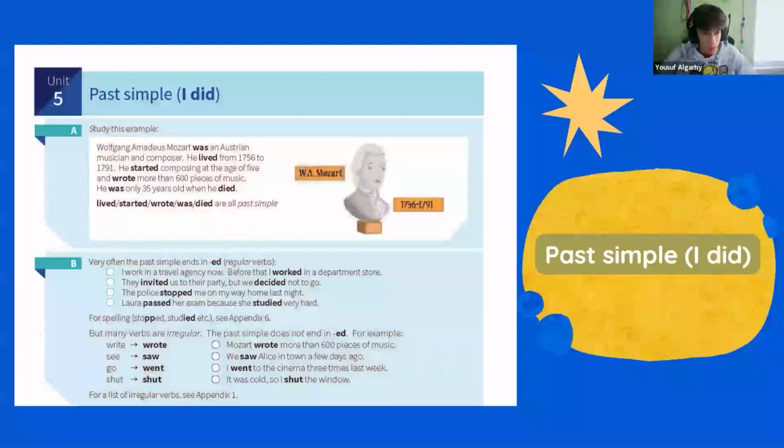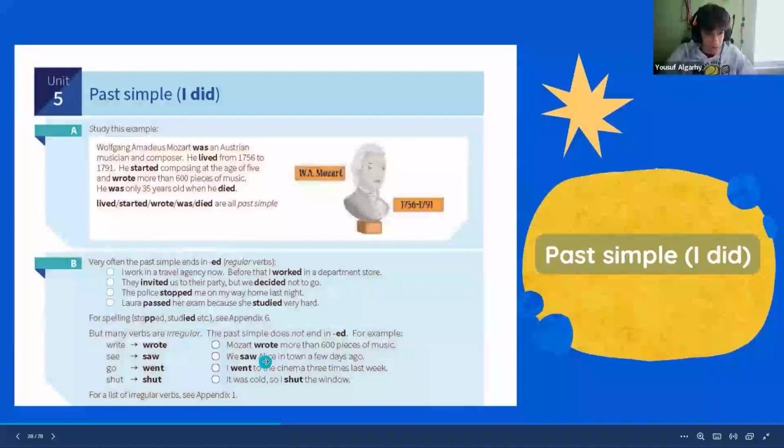Okay. So many verbs are irregular. All right. So the past simple does not end in ed with verbs that are irregular. For example, write would be wrote. See would be saw. Go would be went. And shut would stay shut. It would stay the same. All right. So saying I shut the door, like me saying I shut the door right now, would be spelled the exact same way as saying he shut the door 2 days ago, for example.